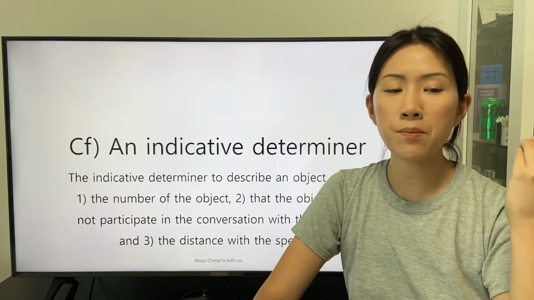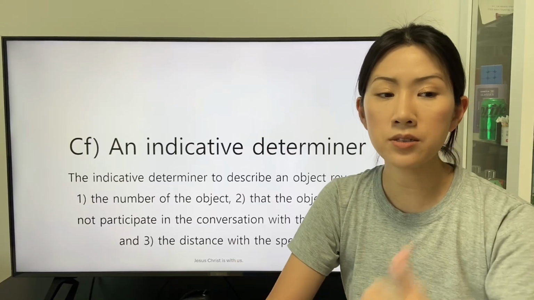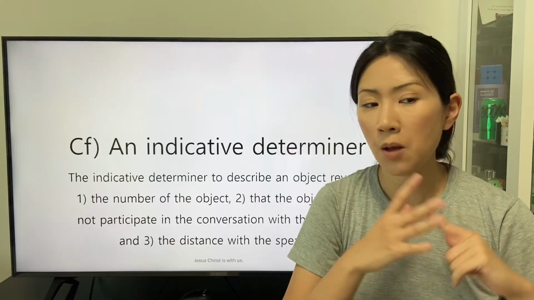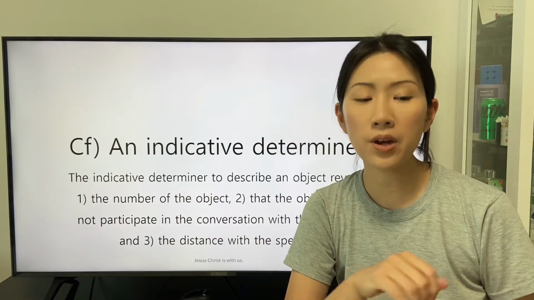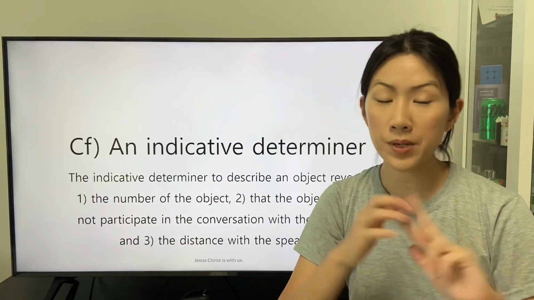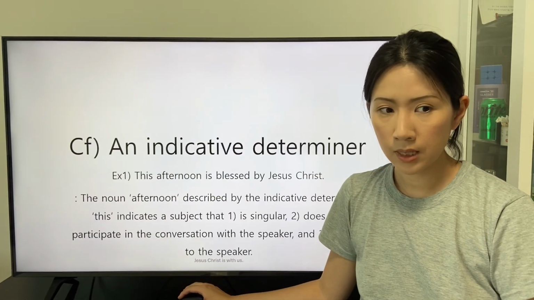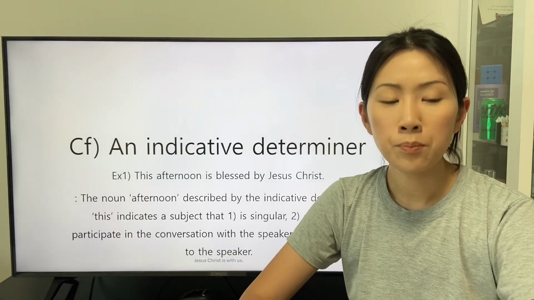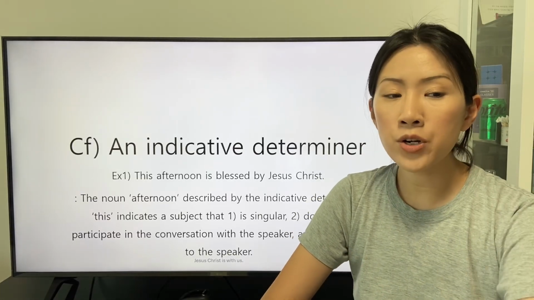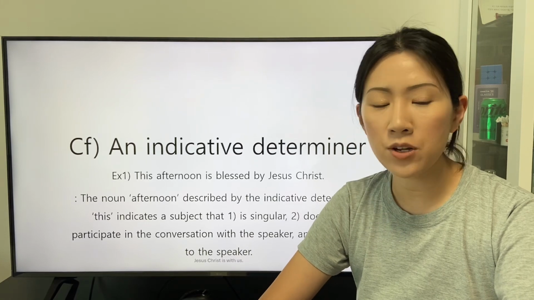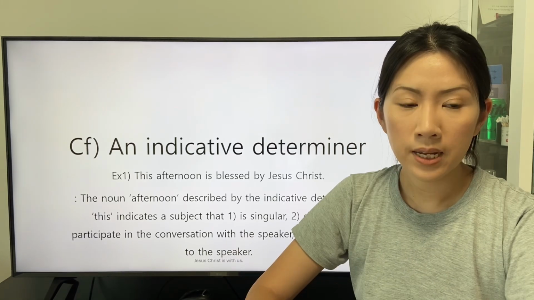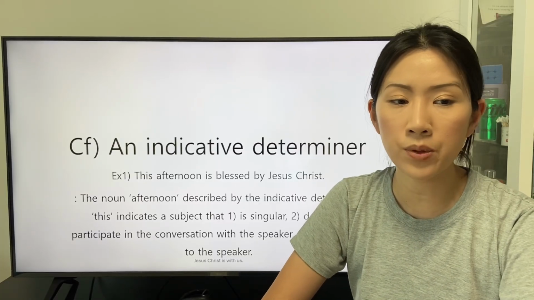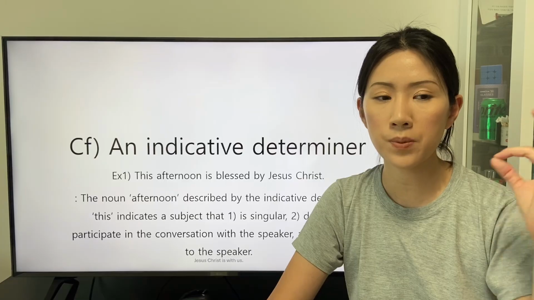The indicative determiner to describe an object reveals the number of the object, that the object does not participate in the conversation with the speaker, and the distance with the speaker. There is an example. This afternoon is blessed by Jesus Christ. The noun afternoon described by the indicative determiner this indicates a subject that is singular, does not participate in the conversation with the speaker, and is close to the speaker.